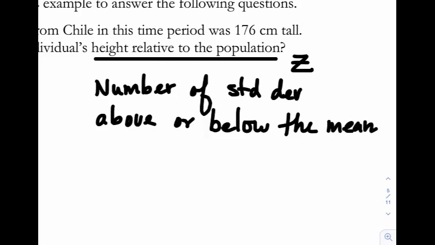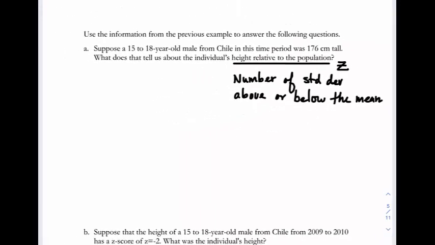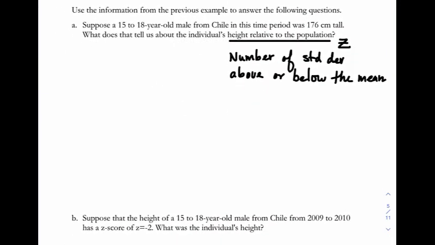So what you want to do in regards to this is look at their x value relative to the population, or relative to comparing themselves to others in that regard. So let me take an example here and solve this one. We want to figure out z, and we know that for this problem x is equal to 176 centimeters.